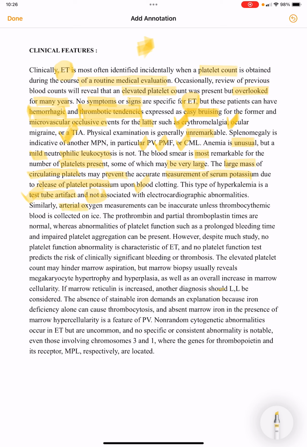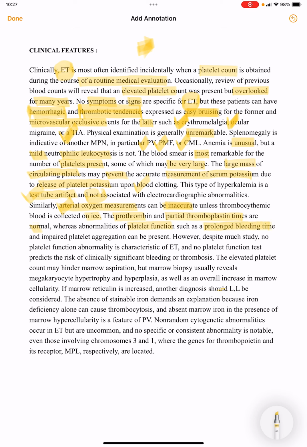Similarly, arterial oxygen measurements can also be inaccurate unless collected on ice. Prothrombin and partial thromboplastin times are normal, because those are clotting factor related. But abnormalities of platelet function, such as prolonged bleeding time and impaired platelet aggregation, can be present.